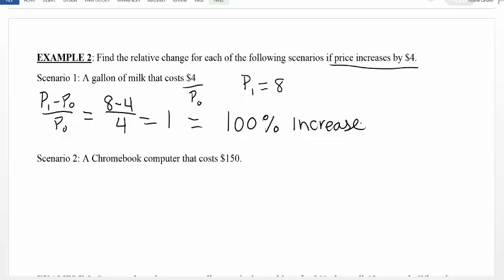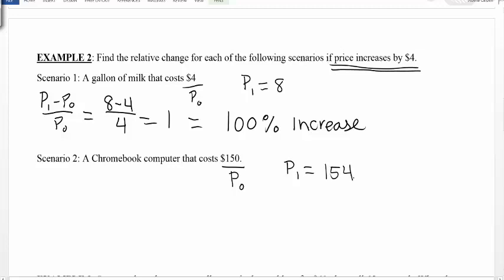If we were normally used to paying $4 and now we're paying $8, the price is increased by 100%. Scenario 2. A Chromebook computer costs $150. So that's the original price, P0, $150. Since we're considering what happens if price increases by $4, that means our P1 is $154 because we take our original price and we add that $4. So now, if we plug that into our formula, we get $154 minus $150, all divided by $150. So again, we're going to carefully crunch that number. We can simplify it first if we want to, 4 over 150.